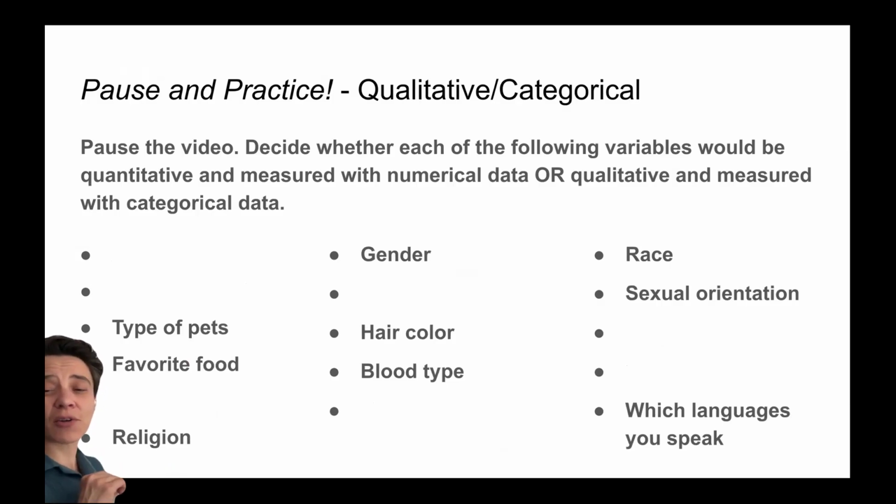This is the categorical stuff. So number of pets is quantitative, type of pets is qualitative. How many languages you speak is quantitative. Which languages you speak is qualitative. So all these other things listed on here are qualitative variables that would be measured using categorical data.